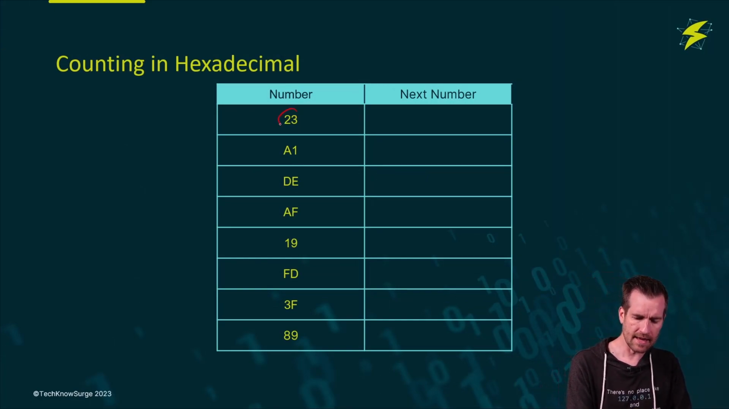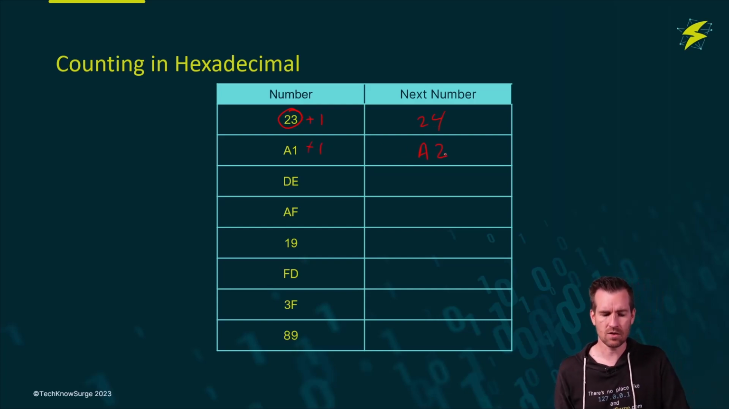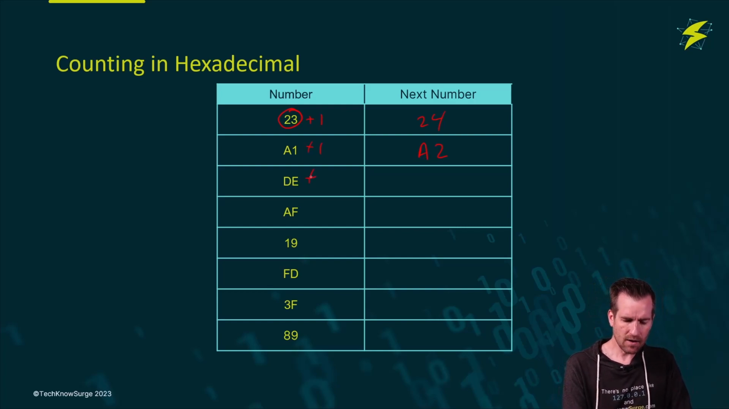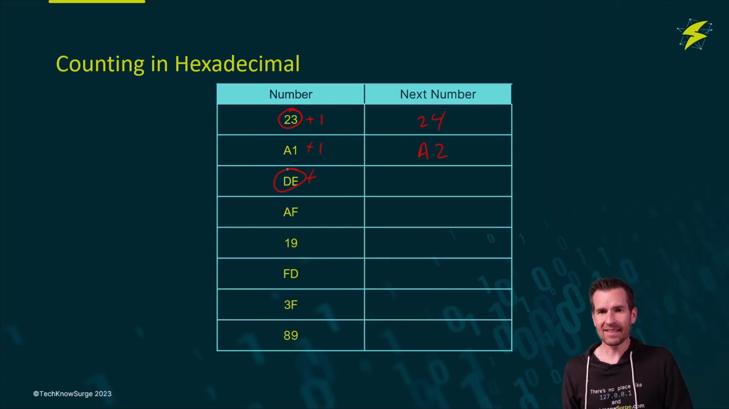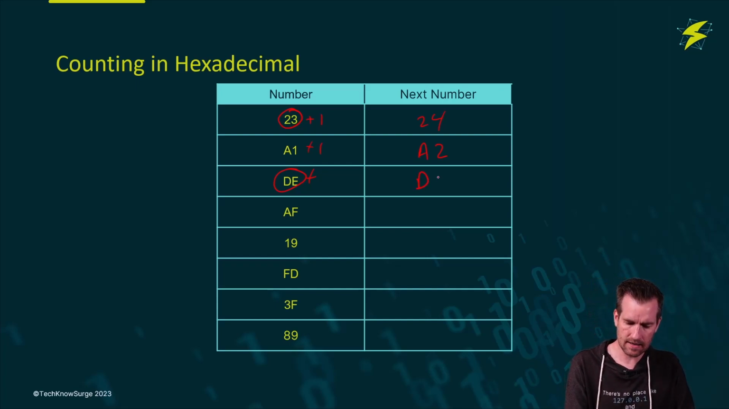If I were to take the hexadecimal number 23 and add 1 to it, that would be 24. It's pretty straightforward. Same thing with A1, adding 1 to it, it just becomes A2. If we add 1 to DE, that becomes a little more interesting, but it's still not that far off, because the next thing that comes after E is F, so that is DF.